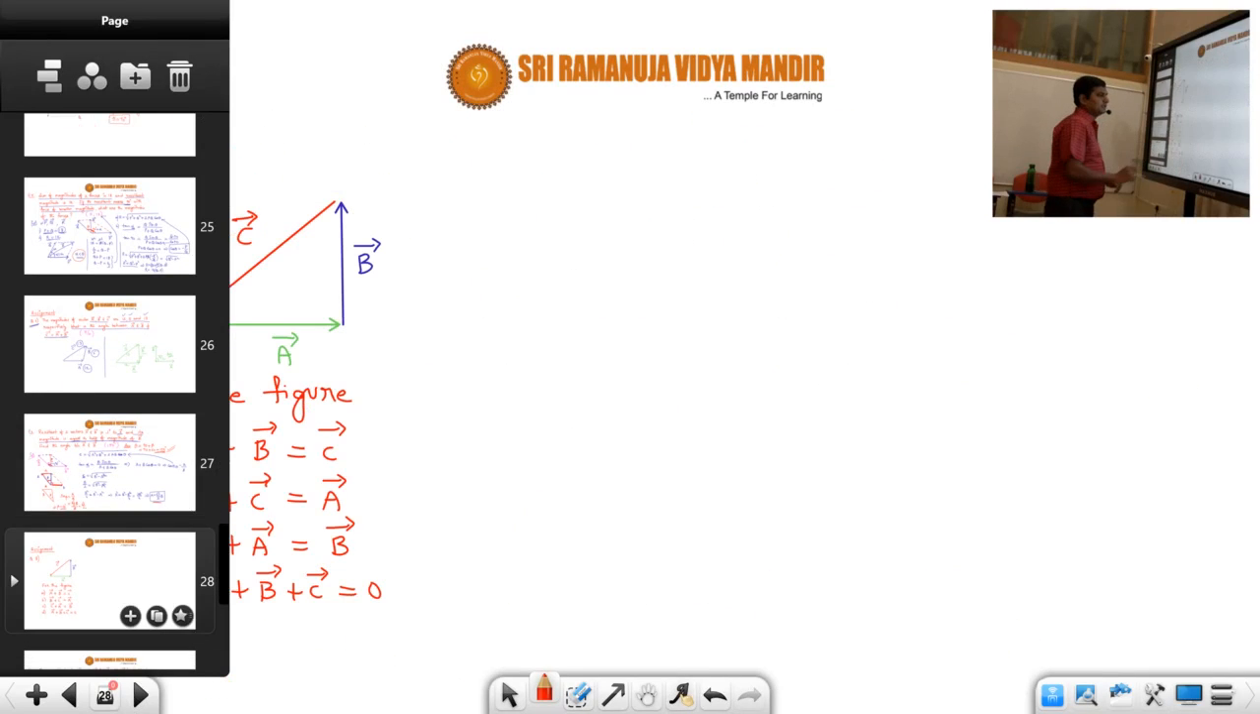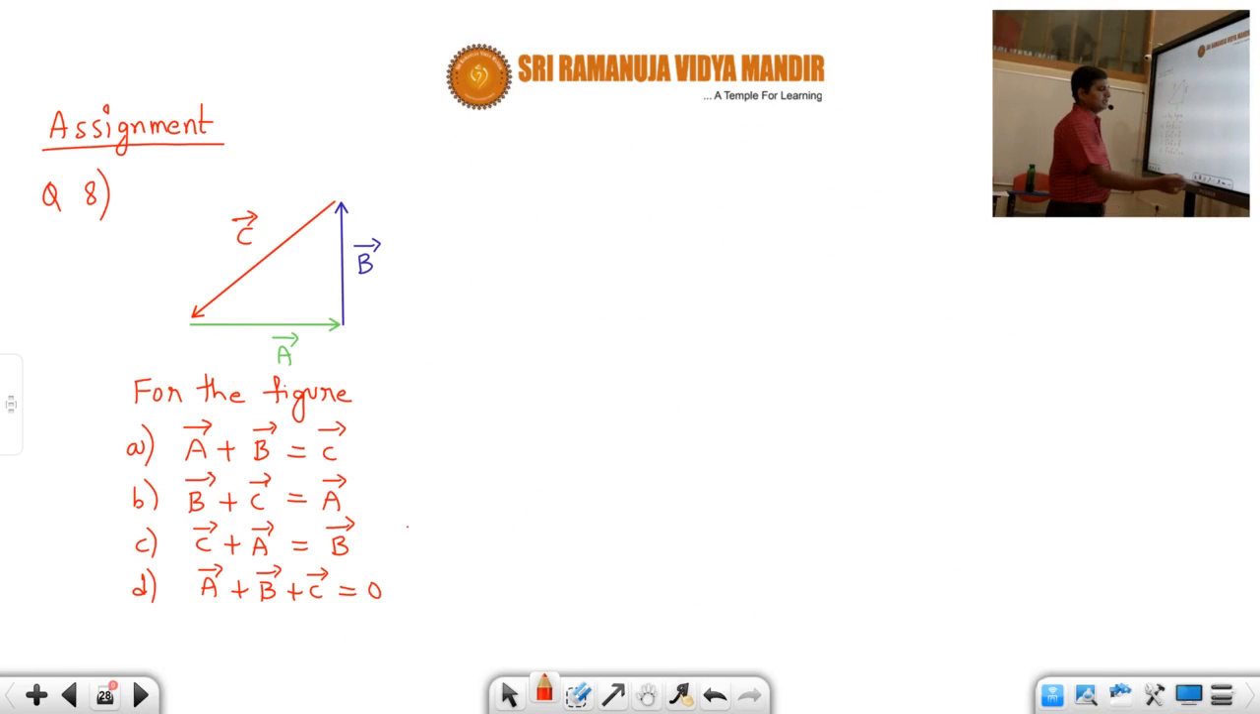One more problem. This is also given in the assignment, students, but there was one printing mistake. They have not given arrows. So that's why I'm clarifying it here in this video. This is the assignment's 8th question where vector A is directed towards the right side. Vector A is directed towards the right side. In the assignment it is not given.